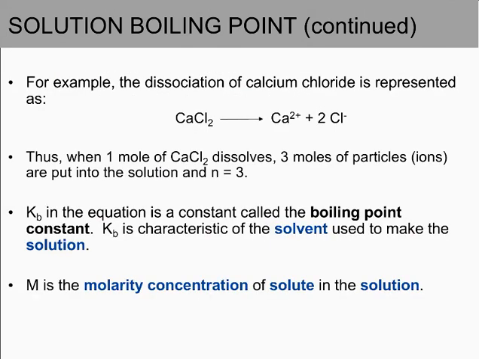Another example, let's say that calcium chloride is dissolved in water. So when calcium chloride dissolves, we end up with a calcium ion and 2 chloride ions because we have a 2 here next to chlorine. So we end up with 2 chloride ions. So when 1 mole of calcium chloride dissolves, 3 moles of ions are put into the solution. So N would equal 3.